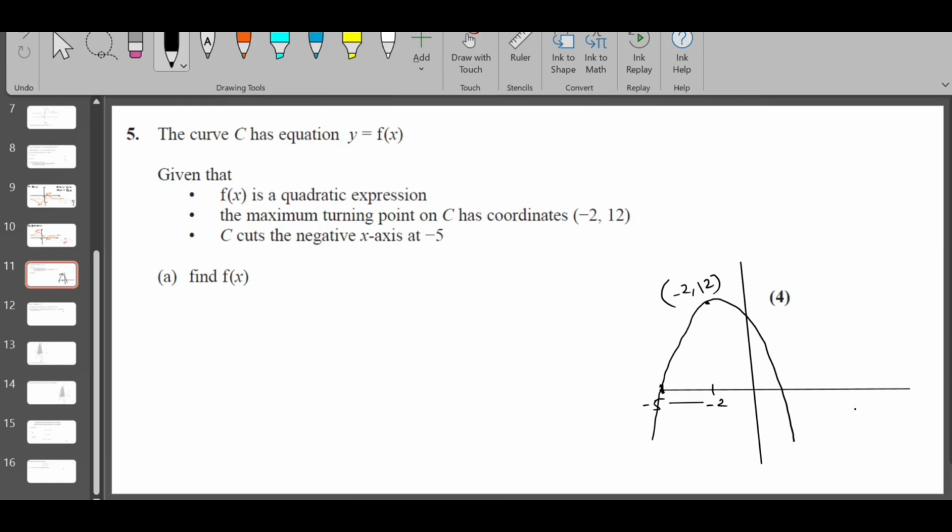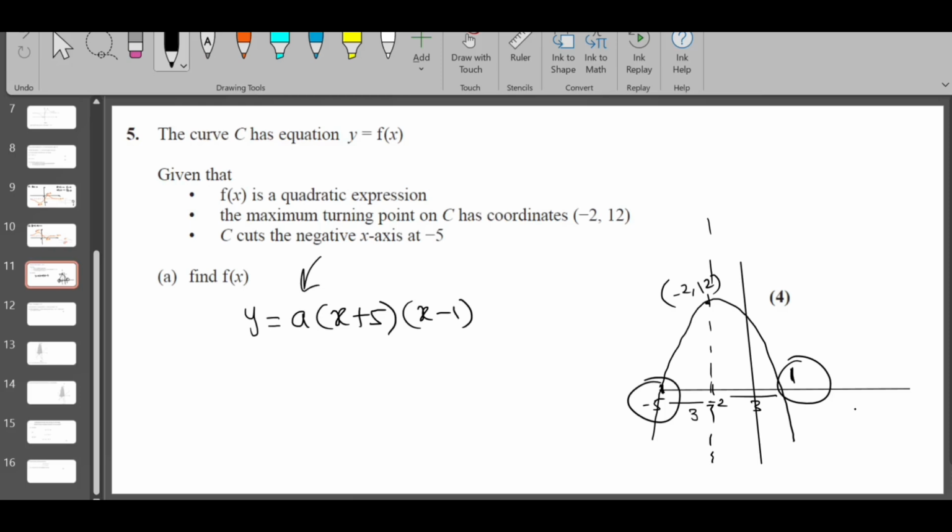Now the distance between these two points is 3 units. So definitely, due to the line of symmetry, this will also be 3 units. So -2 plus 3 is +1. The other x-intercept would be +1. So you can write the equation as a times (x plus 5), using this point, and using this point x is equal to 1, so (x minus 1).